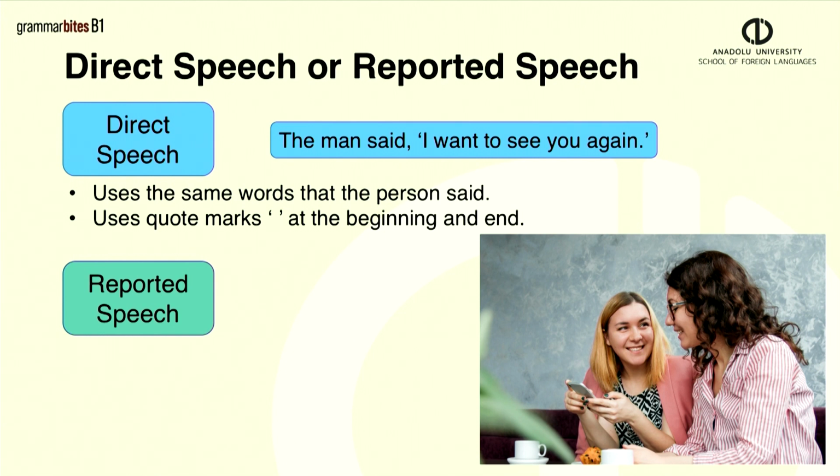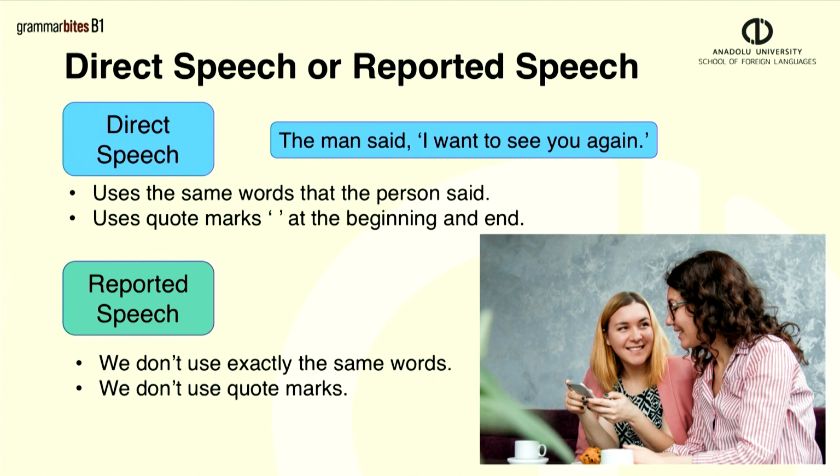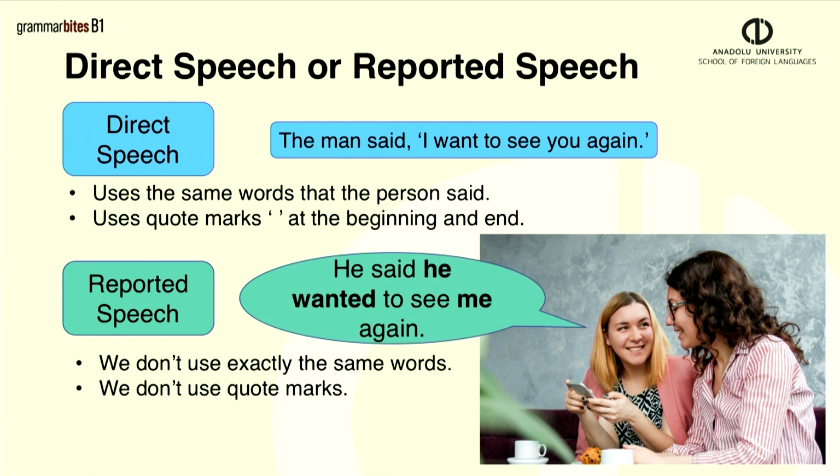Another way, also common in written English and very common in spoken English, is to use reported speech. When we use reported speech, we don't use exactly the same words, and we don't use quote marks. Here's the lady telling her friend what the message says using reported speech. He said he wanted to see me again. Notice how the sentence isn't exactly what the man said.